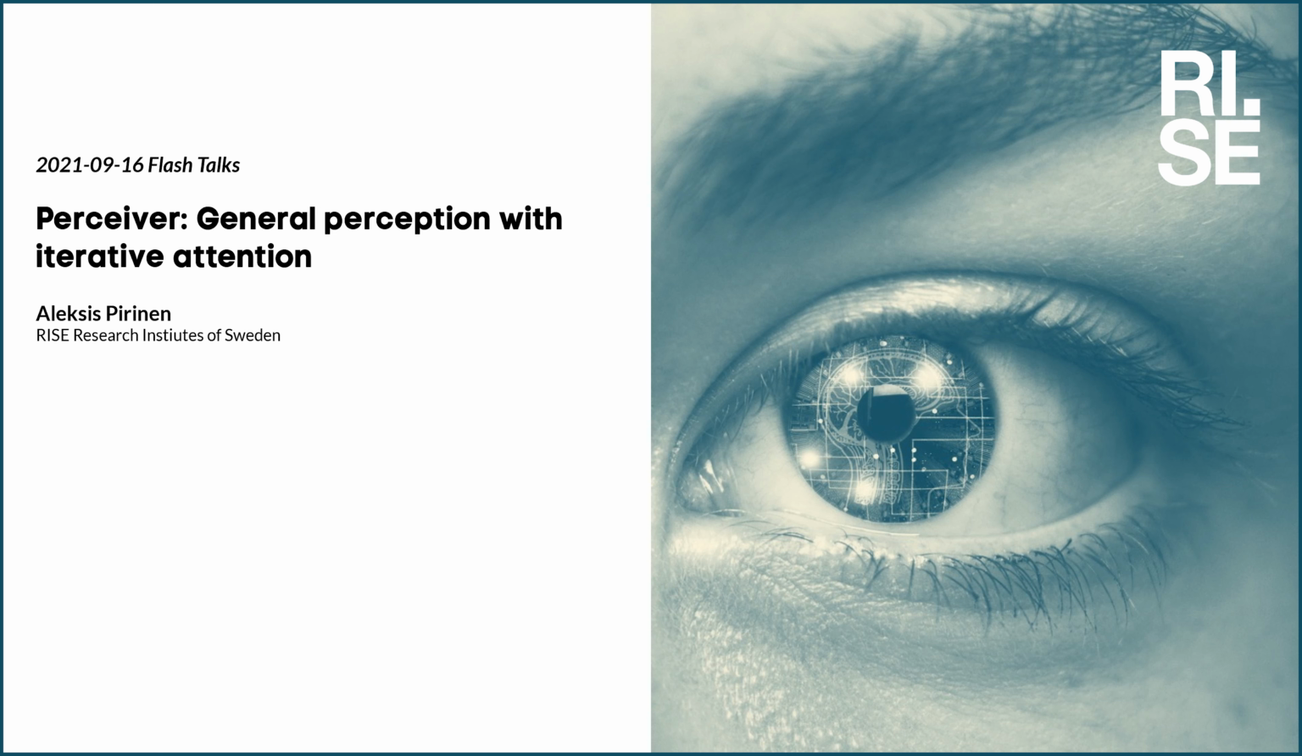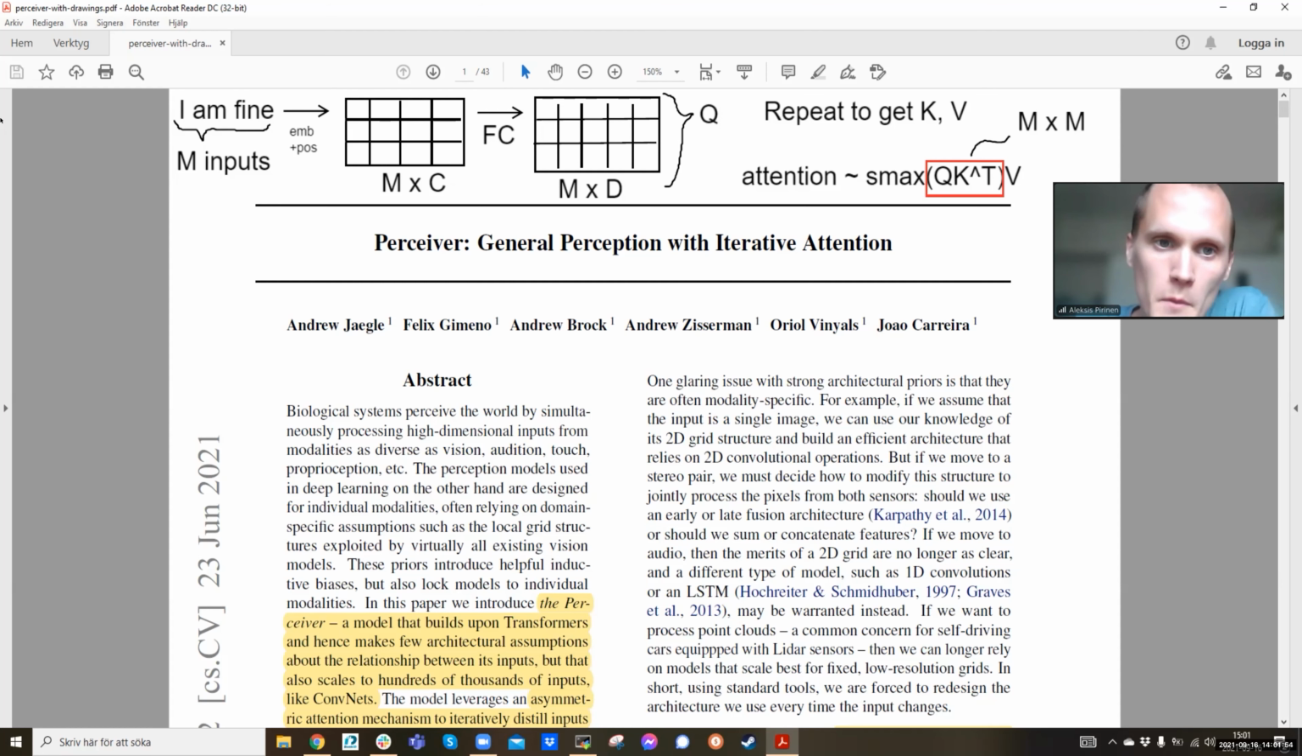Okay, thanks. Yes, let's begin this flash talk with a new model which was recently proposed by DeepMind, which is called the Perceiver. It was published at ICML this year. It's a general perception model with iterative attention. I have drawn some stuff on top of this PDF, which will hopefully motivate this architecture. It is a type of transformer architecture, which, as we all know, has become very popular in recent years. But there are some issues, and I will try to highlight them here.